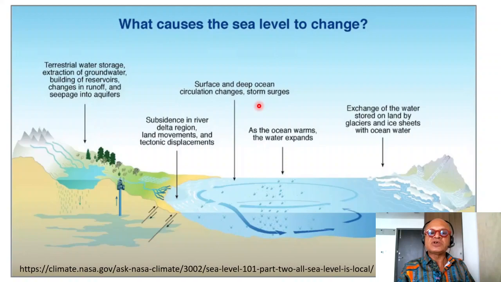Surface and deep ocean circulation changes and storm surges will be affected by sea level change as well, and they will contribute to sea level. We'll see a pattern in a minute. As the ocean warms, water expands. That's the thermosteric change. You would expect that, and that contribution is quite significant. I think it's almost 40% if I remember right. Then there is the exchange of water stored on land by glaciers and ice sheets with the ocean water. That's the eustatic change that we just mentioned.